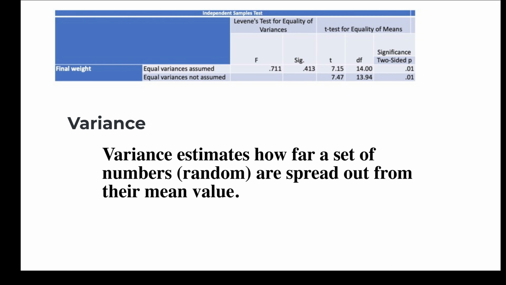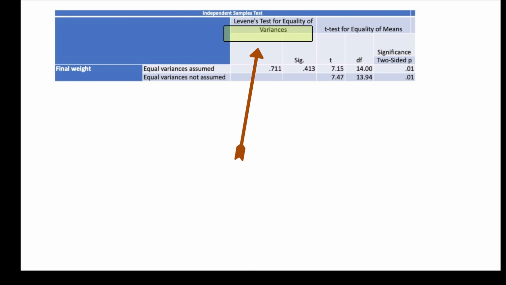Now a quick refresher from week 2 or week 3. A variance estimates how far apart a set of numbers are spread out from the mean value. Again, this is how far they are from that mean value, whatever that mean value is.